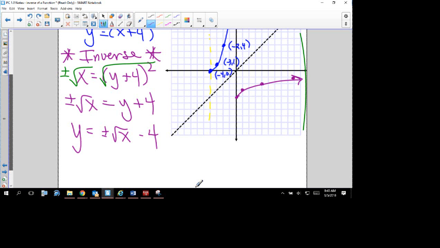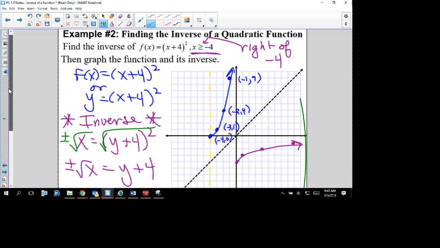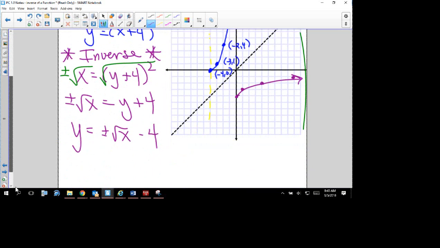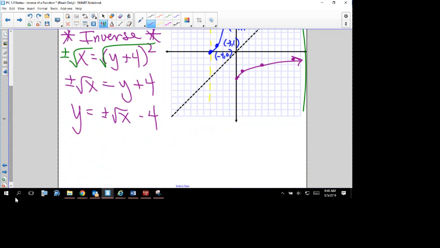Because, why? Up here, we had a restriction saying only use the x's that are greater than negative 4. So down here, I'm only using which x's? That are positive. So when I rewrite my final answer, I don't need that negative side. I just need to make sure that it's matching my answer. So I'll write either g of x, or I'll write f to the negative 1 of x equals the positive square root of x, minus 4.